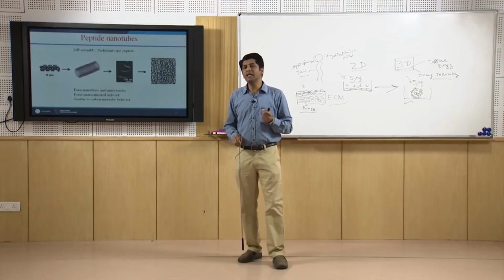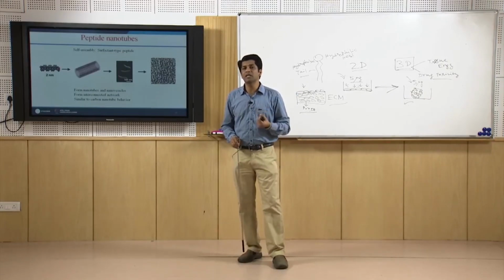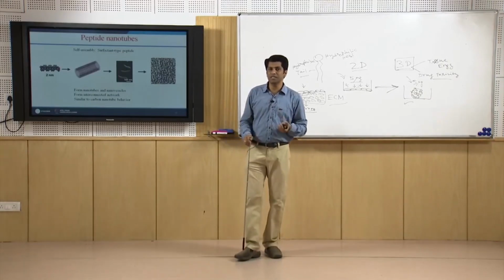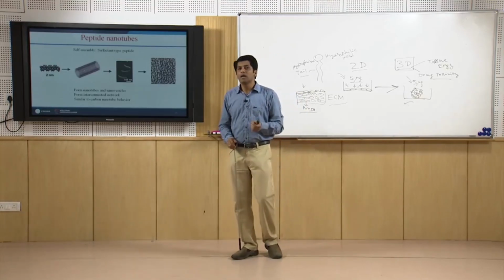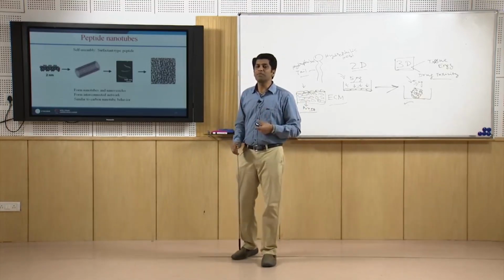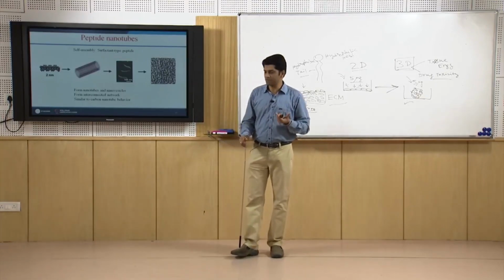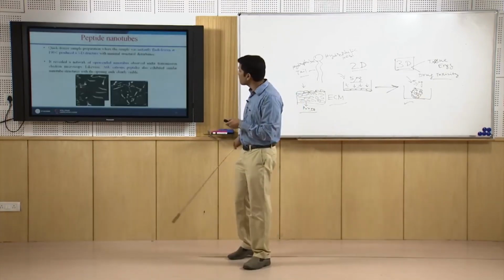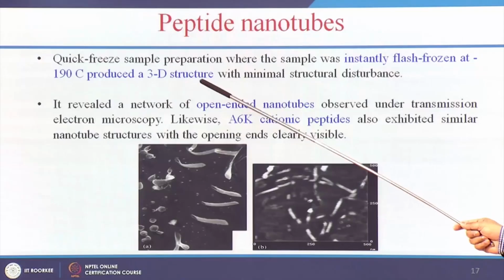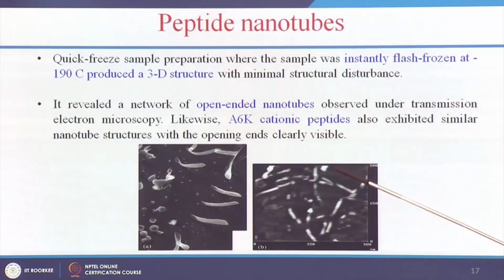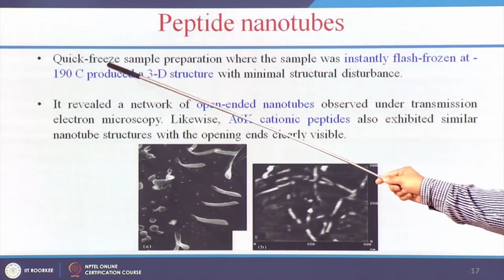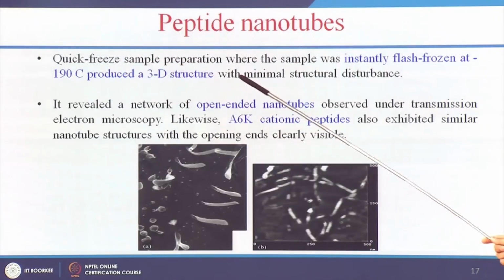So we can load any kind of drug, like an anti-cancer drug, and use it for therapeutic applications. It is also biodegradable because it is made up of protein, so it is not going to cause any toxicity or induce any immune responses. Here you can see how to make these peptide nanotubes. You can use the quick-freeze sample preparation method.